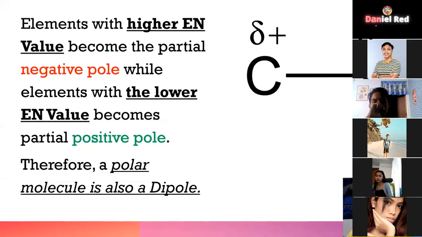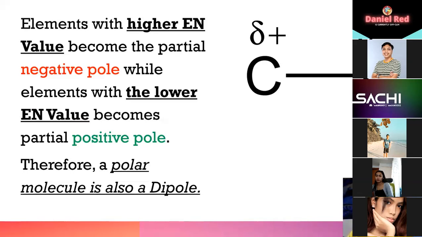Going back to the rule, a higher EN value becomes the partial negative pole, and a lower EN value becomes the partial positive pole. For you to identify that, you should first know the values of the two elements present, carbon and fluorine. Carbon has an EN value of 2.5 and fluorine has an EN value of 4.0. As you can see, fluorine is the negative one because it possesses a higher EN value, and carbon is the positive one because it has a lower EN value.